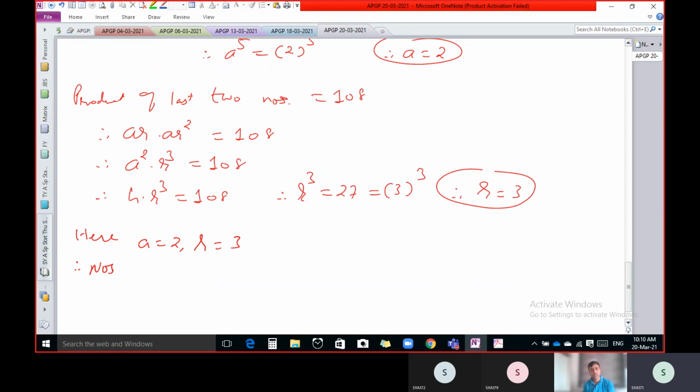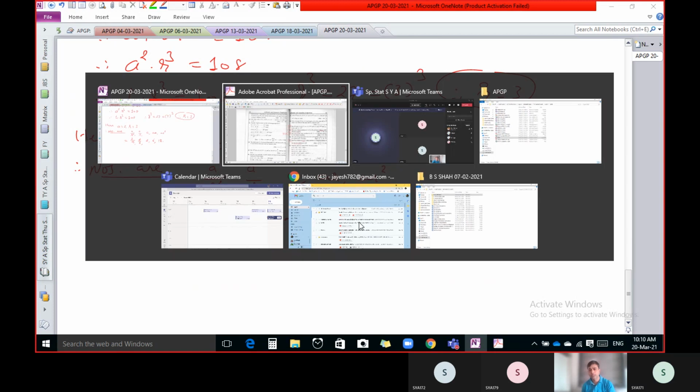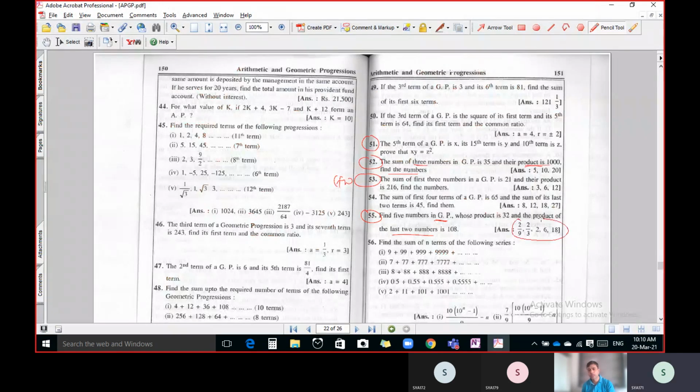Therefore, the numbers are a upon r square, a upon r, a, ar, and ar square. a upon r square becomes 2 upon 9, a upon r is 2 upon 3, then 2, 2 3s are 6, 6 3s are 18. So 2 upon 9, 2 upon 3, 2, 6 and 18. That is our final answer.